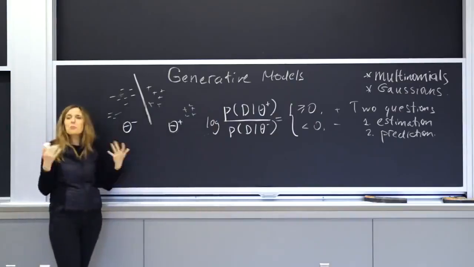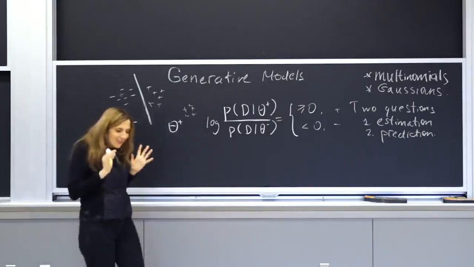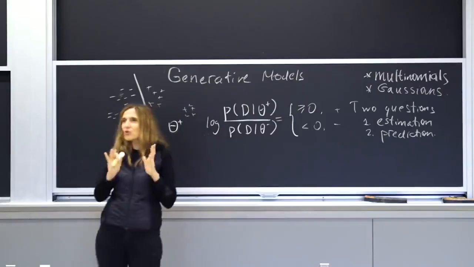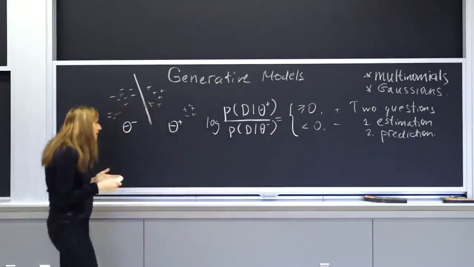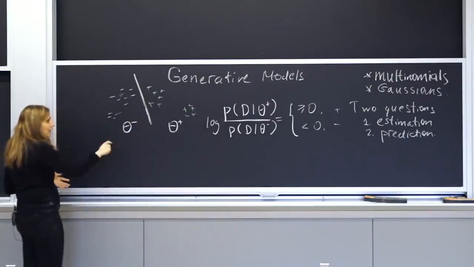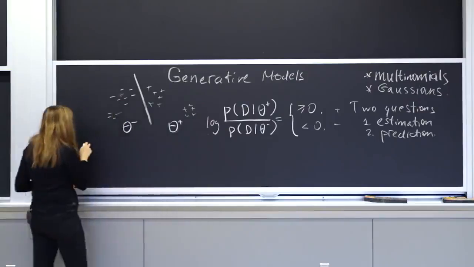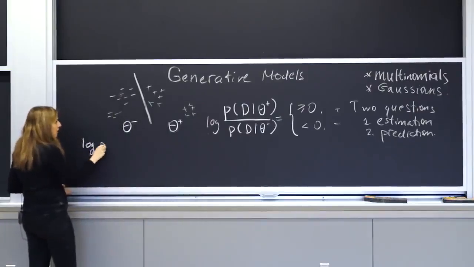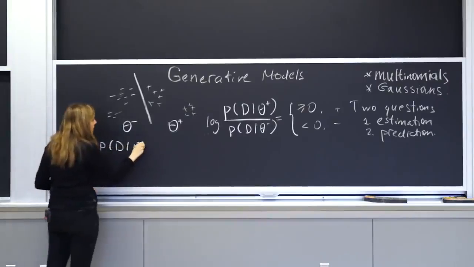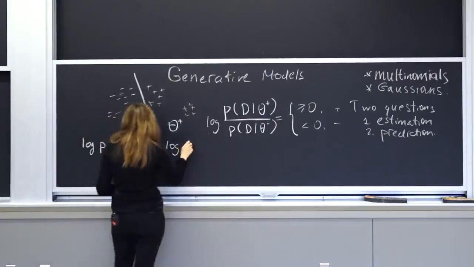I'm going to just open up this expression and massage it in a different way, and eventually I will bring it to you to the form that you already seen in the past. But let's just start. So again, we have here log of this ratio. We can just write it as log of one expression minus log of another expression.